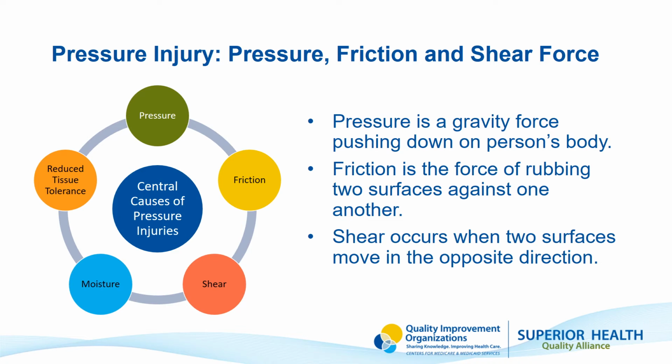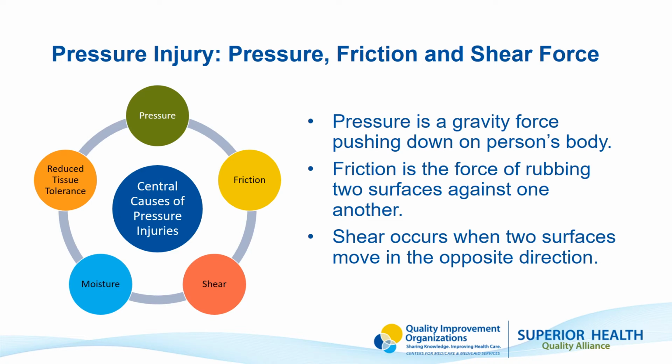Friction is the force of rubbing two surfaces against one another. An example of friction occurs when a resident is repositioned in a bed or a chair, and the skin is dragged across the bed linens or padding. Unlike shear injury, a friction injury will be visible and may look like a scrape, bruise, cut, or a tear on the skin. Shear occurs when two surfaces move in opposite directions.